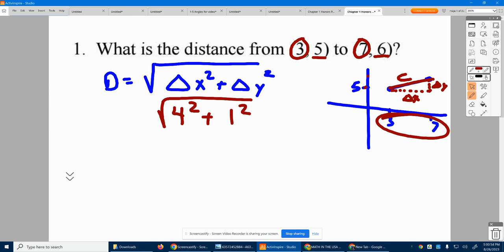So we have 16 plus 1. Exact answer, square root of 17. We'll use our calculator to give an approximation. So that's about 4.1 is the distance from (3, 5) to (7, 6).